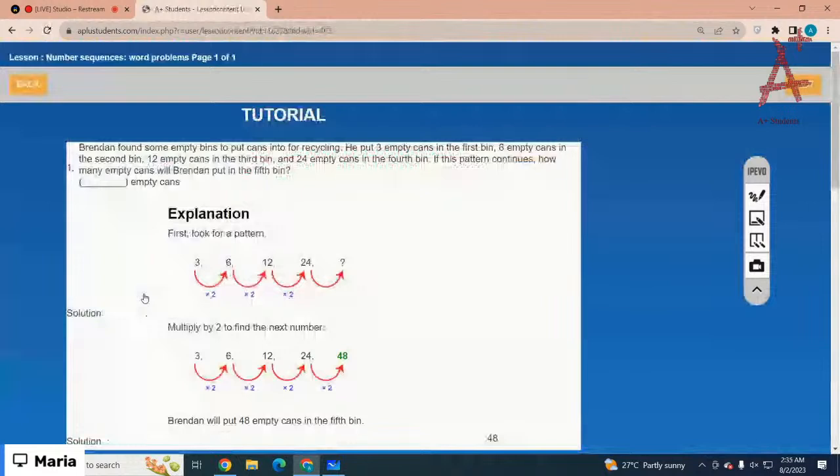So you just have to note down the numbers. You can see the numbers are 3, 6, 12 and 24, right? You have to look for the pattern in the numbers and then find the next number. So you can see 3 times 2 is 6, 6 times 2 is 12, 12 times 2 is 24. That means for the next number you have to multiply the previous number by 2. So you have to do 24 times 2. That means the next one is 48. So that means Brendan will put 48 empty cans in the fifth bin.